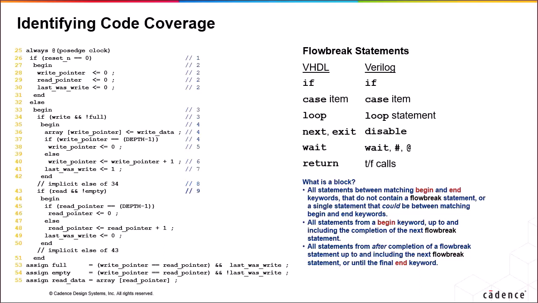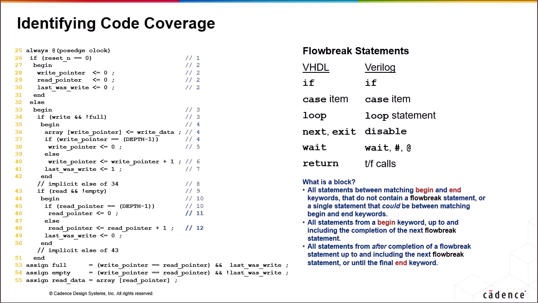Block 9 at line 43 starts with the statement after a flowbreak statement, here the line 34 if statement. Block 10 at line 44 starts with the begin keyword and ends with a flowbreak statement, here an if statement. Blocks 11 and 12 at lines 46 and 48 are the true and false branches of the line 45 if statement.